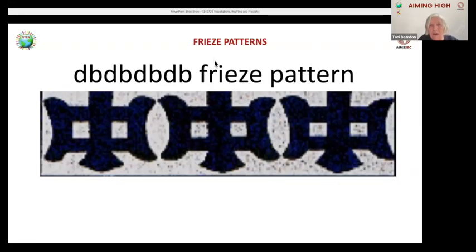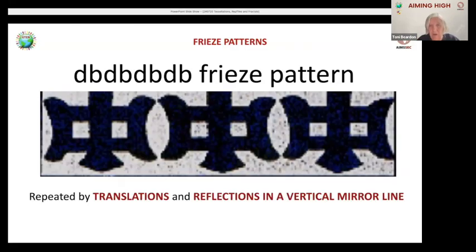Now, if you reflected this whole pattern by this line going down the middle, what's there would reflect over to here and vice versa. Each motif has a line of symmetry. The whole pattern has vertical mirror lines in it.